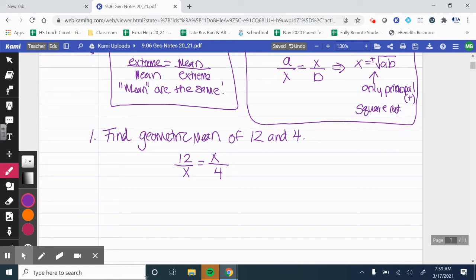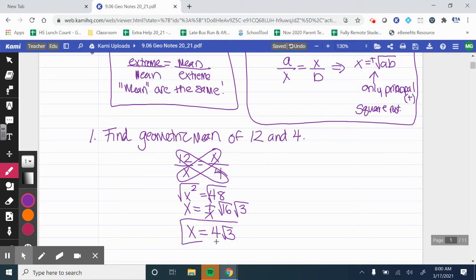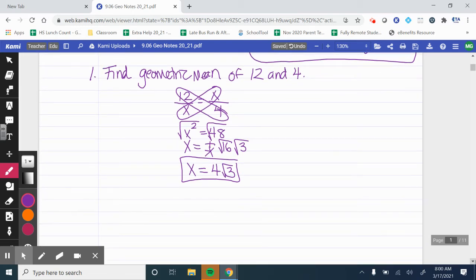So we set up our proportion, and then we're just going to cross multiply. So now we'll have x squared equals 48, and then solve for x. So we take the square root. Again, you only want the positive square root, and then we're going to put it in simplest radical form. So find the largest perfect square you can take from 48, which is 16 times 3. So x equals positive 4 rad 3. So 4 rad 3 is the geometric mean of 12 and 4. Okay, try another one.